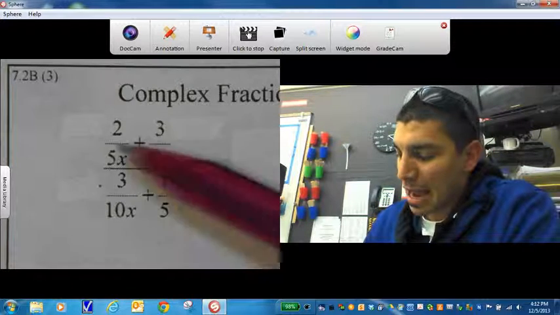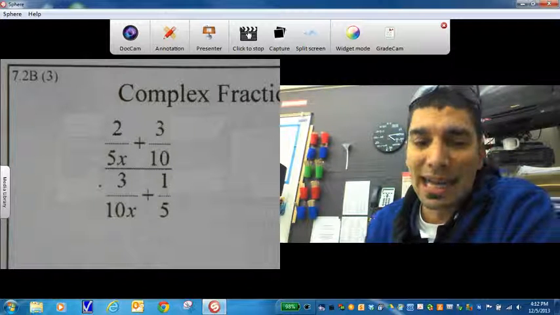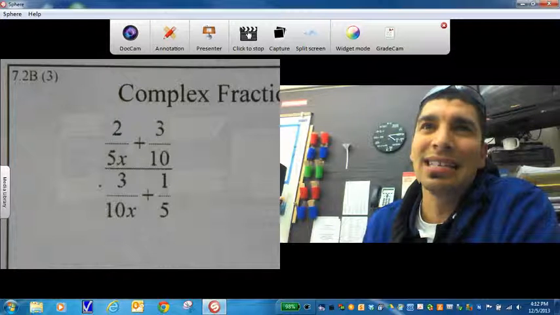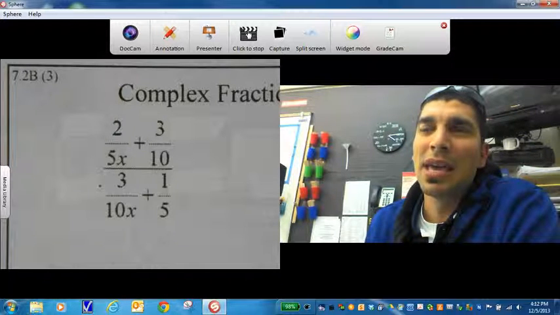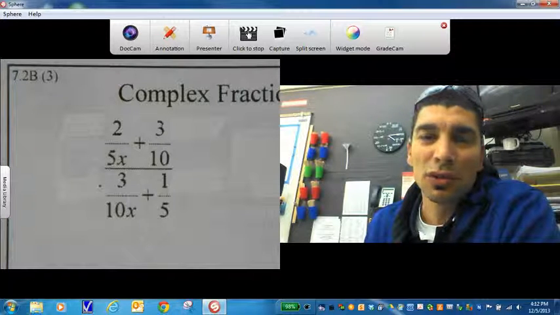A fraction over a fraction. It looks like it's hard or confusing. These look very, very intimidating, but if you've ever heard of, oh, he's just a big old teddy bear, that's what these are. These are just big old teddy bears.